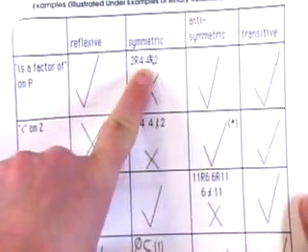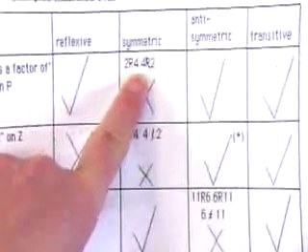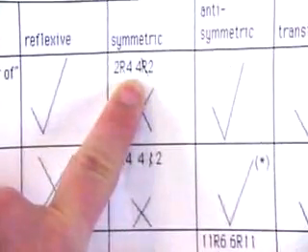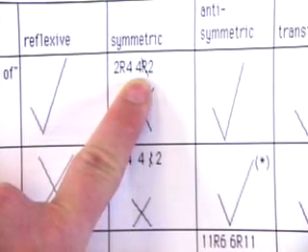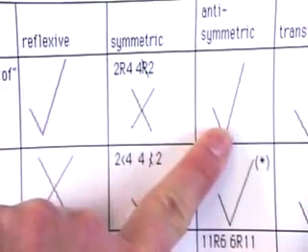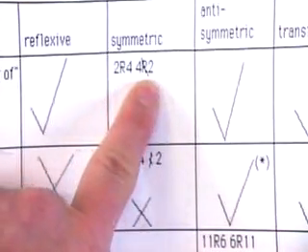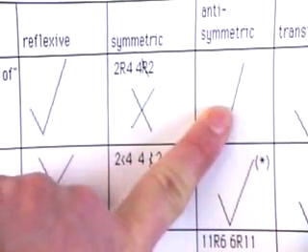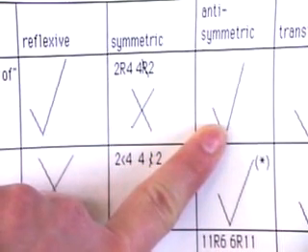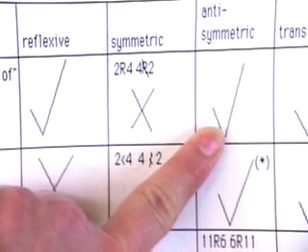It's not symmetric, and here it has an example. Let me see if I can zoom in a little. 2 relates to 4 because 2 is a factor of 4, but 4 does not relate to 2. So it's not symmetric. It is antisymmetric because I can't have 2 relates to 4 and 4 relates to 2. If x is a factor of y, then y can't be a factor of x unless x and y are the same. That's fundamentally how antisymmetric works. I can't reverse the order of an ordered pair unless it's actually the same number.